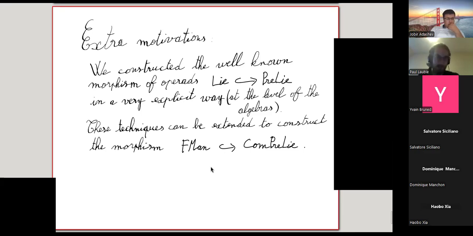And so those techniques allow us to show this embedding in a very explicit way, because it allows us to explicitly understand the free F-manifold algebra inside the free commutative pre-Lie algebra.